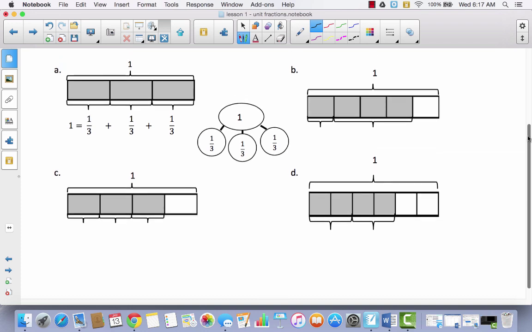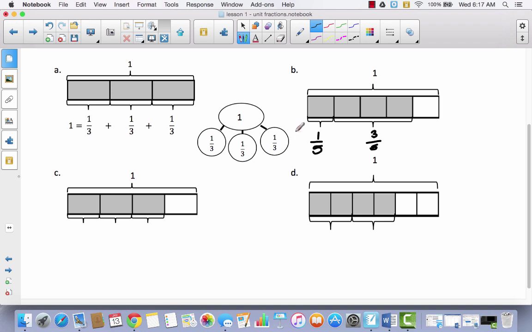All right, so let's take a look here at B. They already did number one for us, and they've already labeled the top. This is one whole. When I go through and look at this, they have divided this whole into 1, 2, 3, 4, 5 parts. So each of these equals 1/5. And then underneath this tape diagram, you can see they have one part here, and over here they have three parts. So we're going to label this one 1/5, and this one's going to be 3/5. So we're going to do just like they did over here and make this our number sentence.